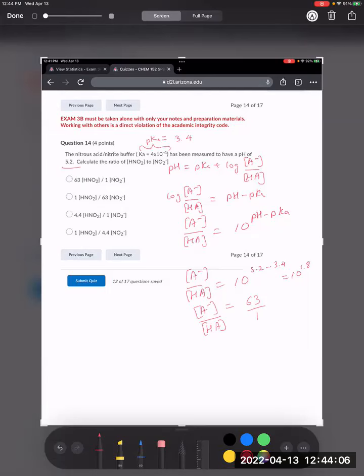If you look at the answers, HNO2 is the weak acid, and NO2 minus is the conjugate base. Therefore, the only answer that corresponds to our calculation is option B. All right, the others do not match, so let's go with option B.